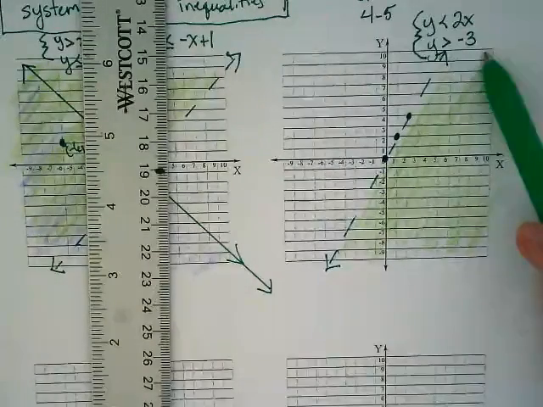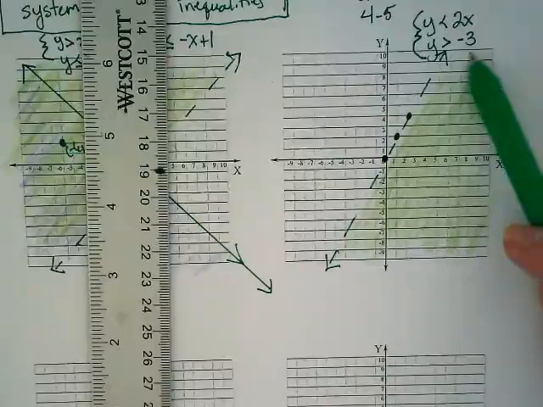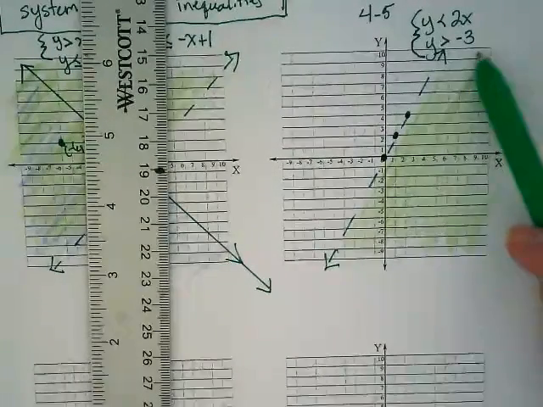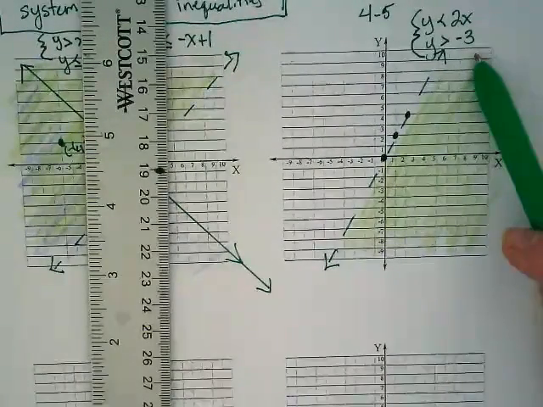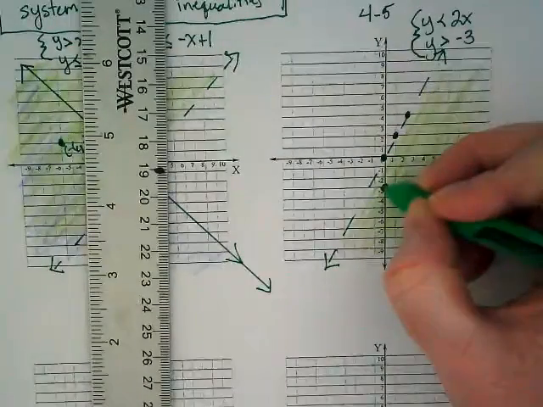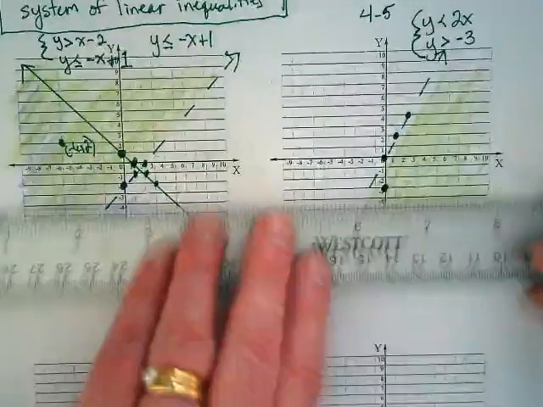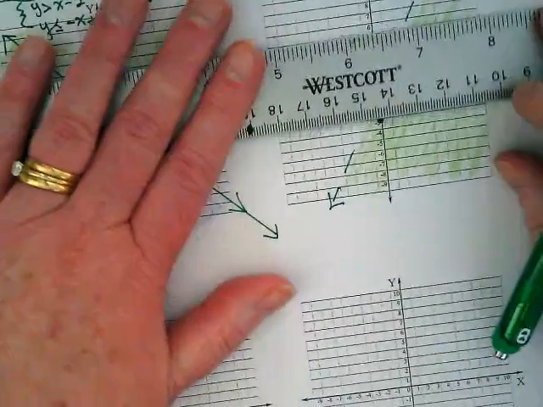Notice with the next one, there's no x term, is there? But what we do have is -3. That means we're going to come down to -3. And if there's no x term, that means it got multiplied by 0, which means the slope is 0. And which direction does 0 slope go? Straight across. So it's going to be a dashed line going straight across.